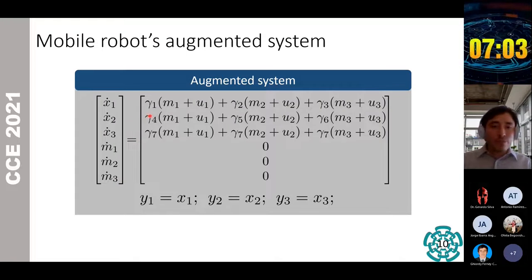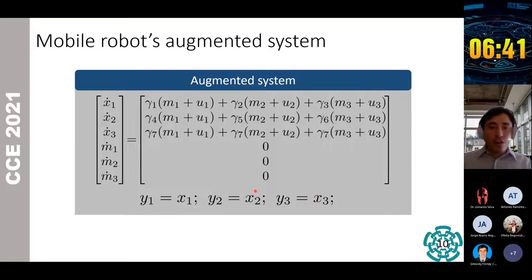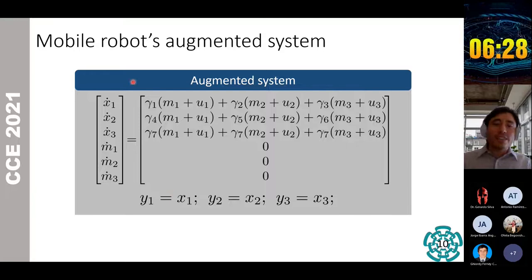Next, we need to add the four magnitudes as states of this new system. By doing so, this augmented system is obtained, where the available states or outputs are x1, x2, which represent the mobile robot's position, and x3, which represents the mobile robot's orientation. Note that these states are available due to the GPS system. Moreover, all the states of the original system are outputs of this new system. Therefore, the assumptions of proposition one are satisfied.